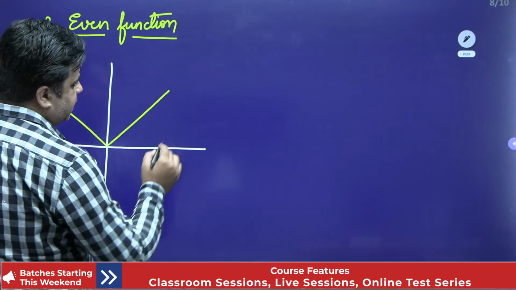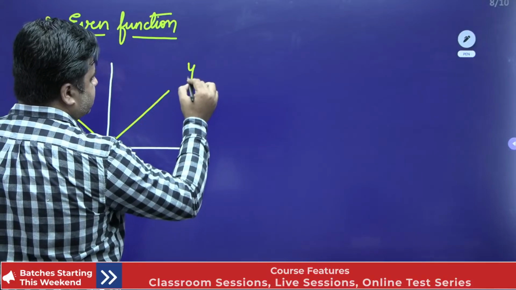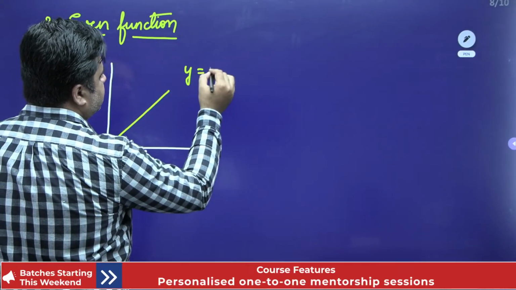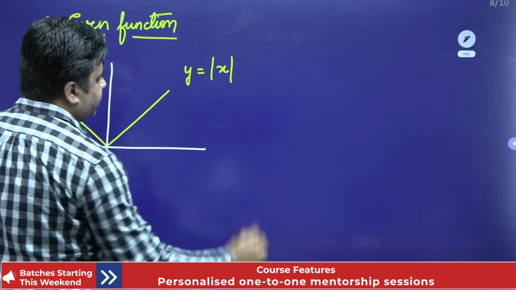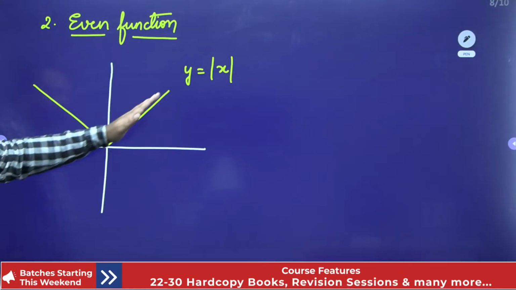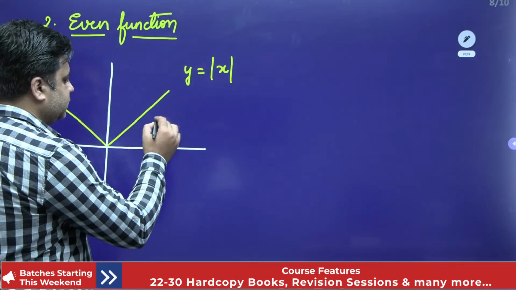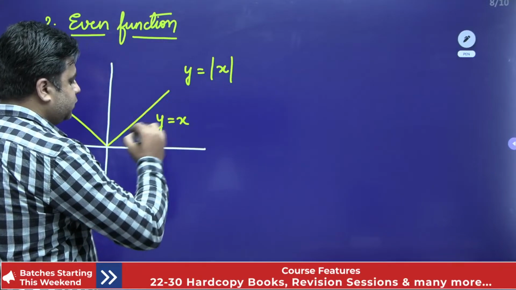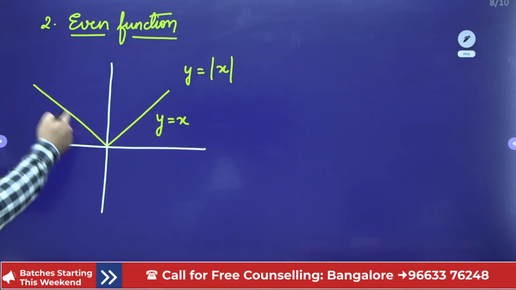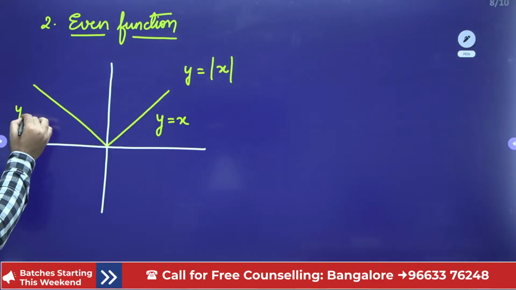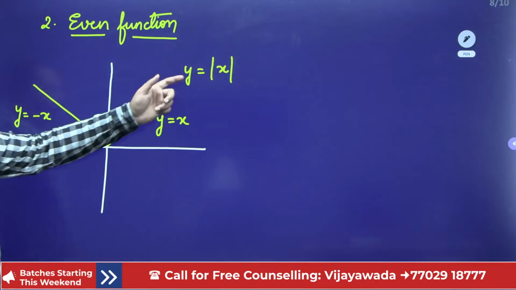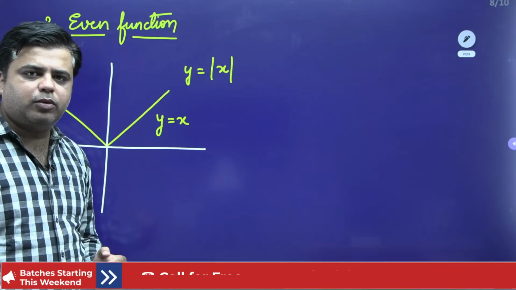So this is the curve of y is equal to mod x. If you look into the two components of the curve, this component is y is equal to x, and the other component is y is equal to minus x. These are the two components of the function y is equal to mod x.